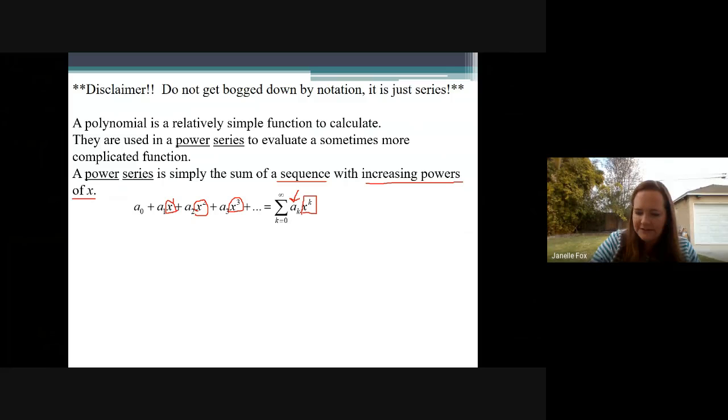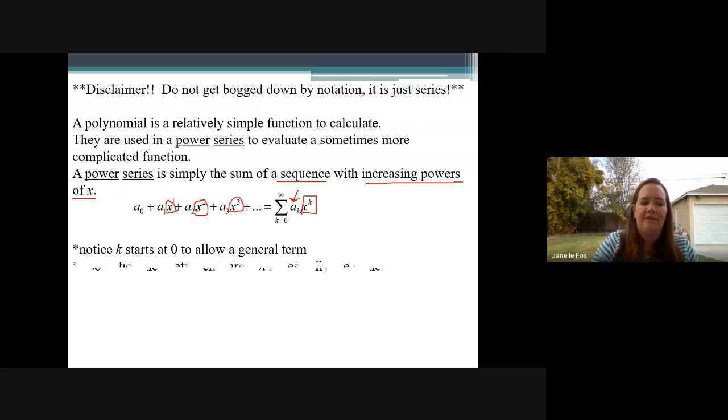We're not freaked out. Okay, in the next box, I want you to write a couple of things down. So I want you to notice that k starts at 0 to allow a general term, right? Just a general term in the front, like a 1 or a 2, or just a regular number in the front, okay? Another thing we want to put down in that middle box on our note paper is that the coefficients are not necessarily going to be the same thing. There could be a pattern to the coefficients.